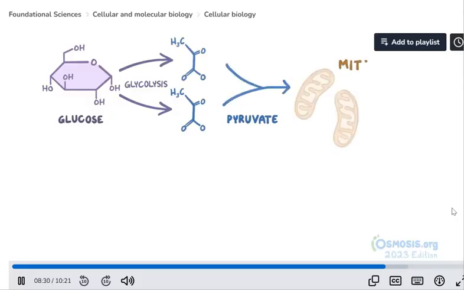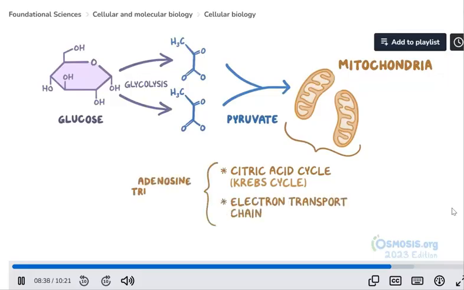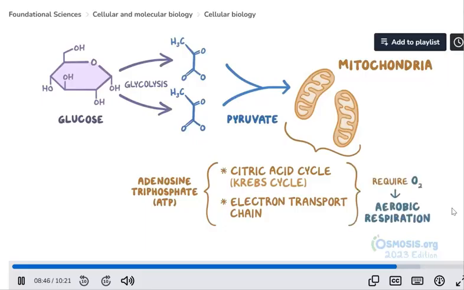From there, the pyruvate enters the mitochondria and goes through the citric acid cycle or Krebs cycle, as well as the electron transport chain, in order to produce adenosine triphosphate, or ATP. These processes require oxygen, so this is termed aerobic respiration. The byproducts of this set of reactions are carbon dioxide and water. Ultimately, about 32 molecules of energy-rich ATP are made for every single molecule of glucose taken in by the cell.